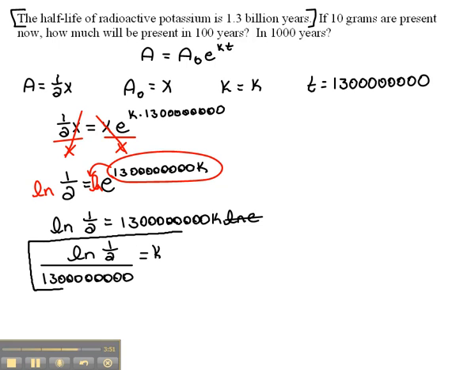There's our proportionality constant. Now we are not done because we have to go through and actually answer the questions that they're asking. So let's do that in the next video so that we don't run out of time.